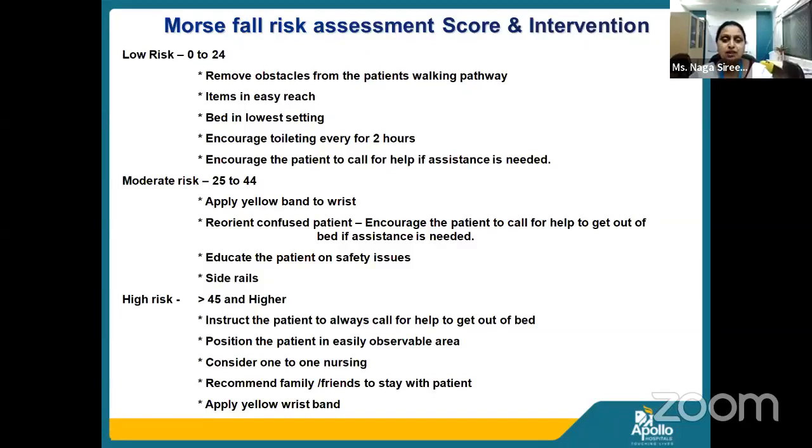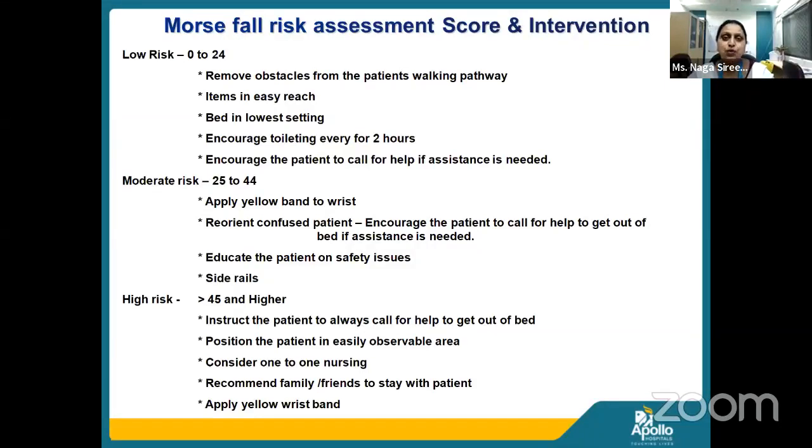But in the moderate risk, you need to talk to the patient and say, when you're getting up from the bed, you should be careful, you should call for assistance, and make sure that the side rails are up. Same thing for high risk. For high risk, sometimes more than giving education, because of the various falls that we experience in our hospital, nowadays we are instructing the patient and the patient attendant. We are trying to tell the examples also.